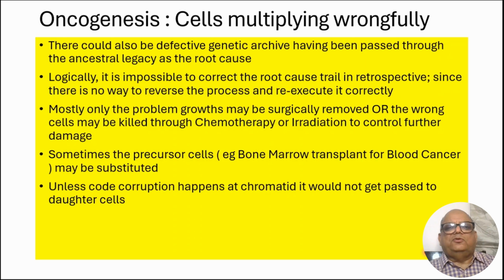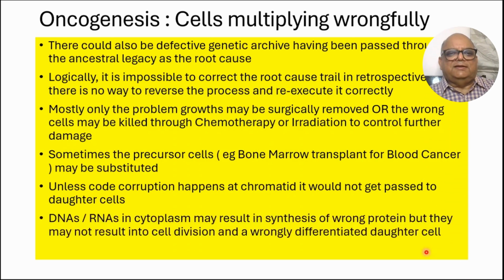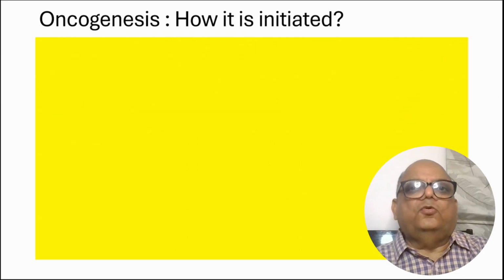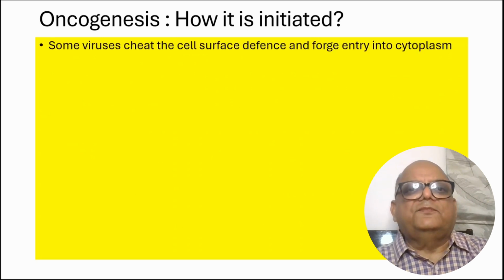But it may not get passed on to the daughter cell so easily through genetics. So DNAs or RNAs present in cytoplasm may result in synthesis of wrong protein, but it would not result in cell division and wrongful differentiation of daughter cell. So let us see how oncogenesis is initiated.